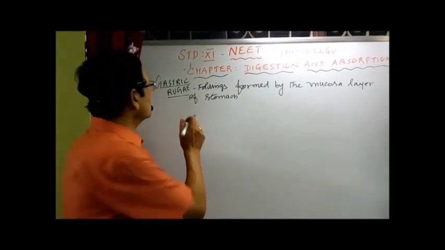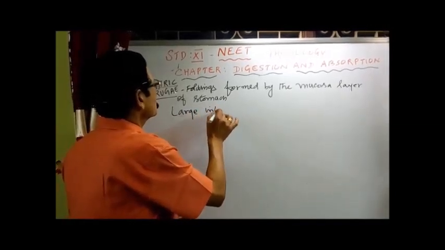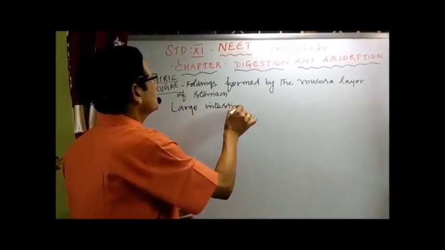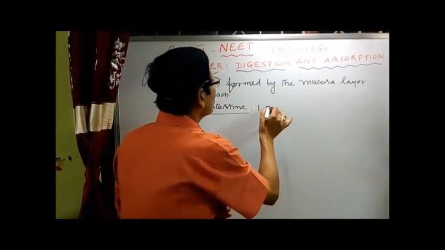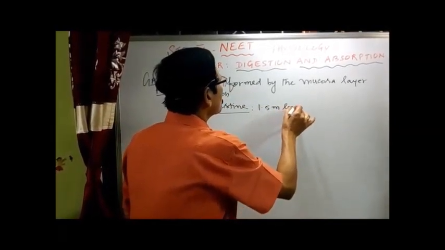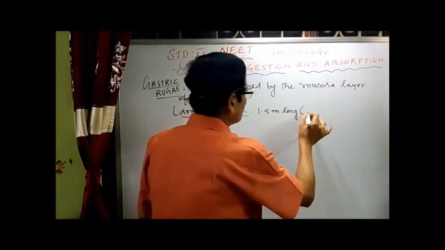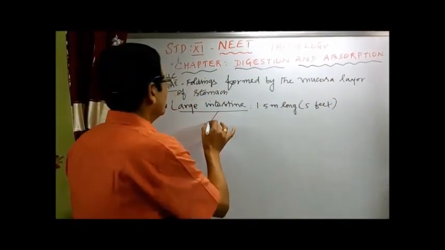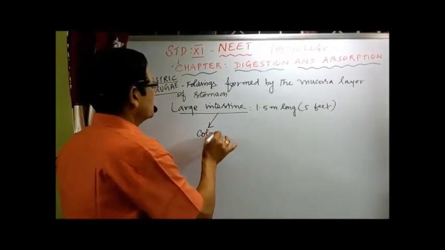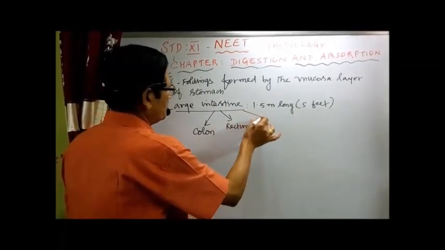Now we have to go for the large intestine. It is about 1.5 meters long, roughly about 5 feet. Now it is divided into the colon, then rectum, and anus.